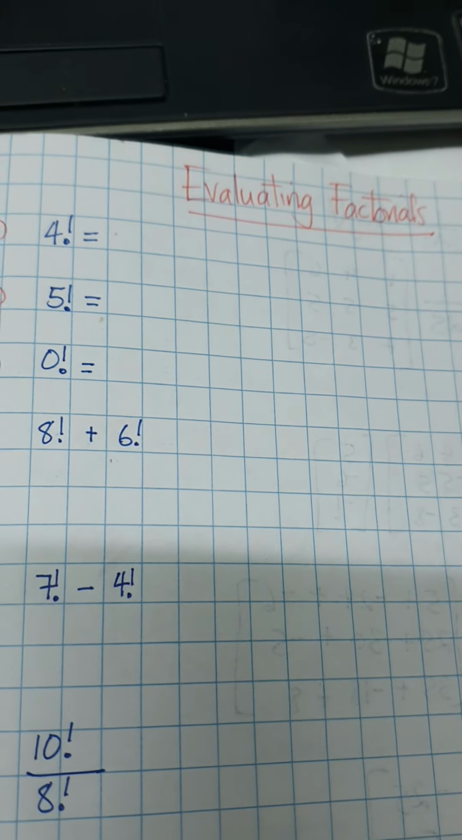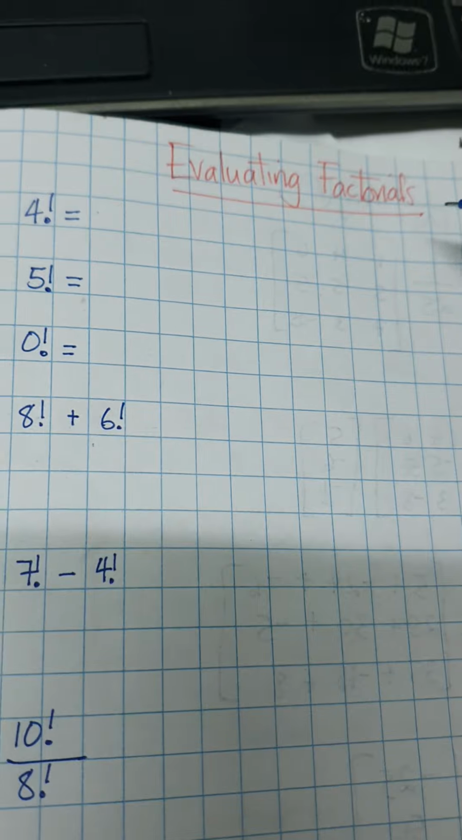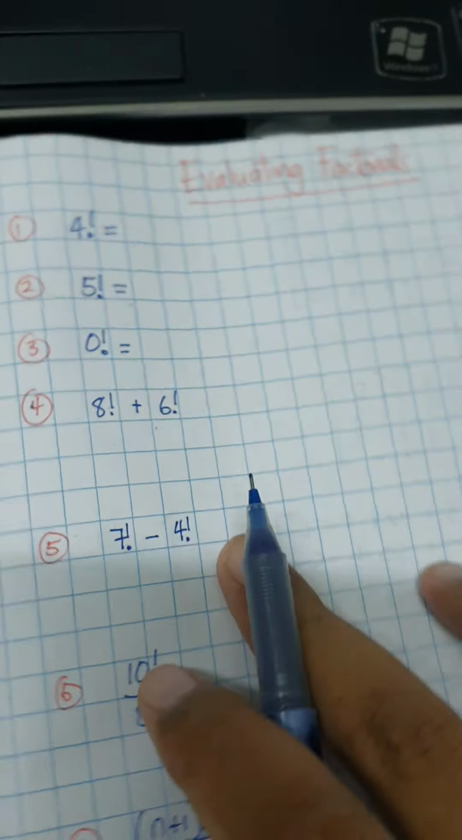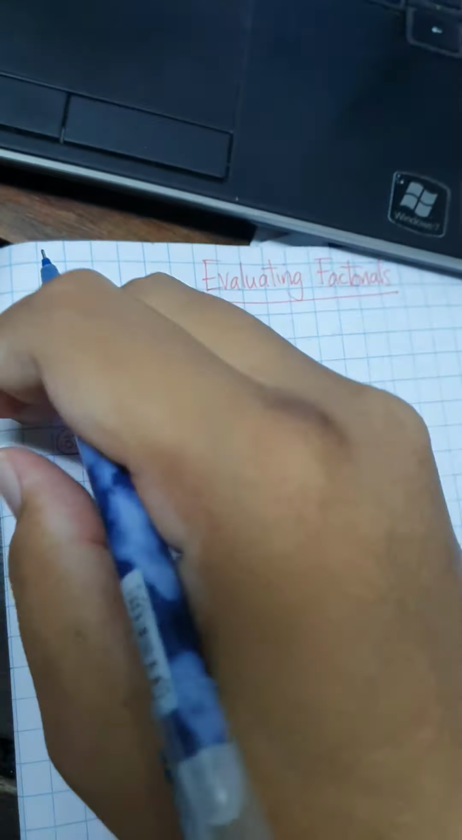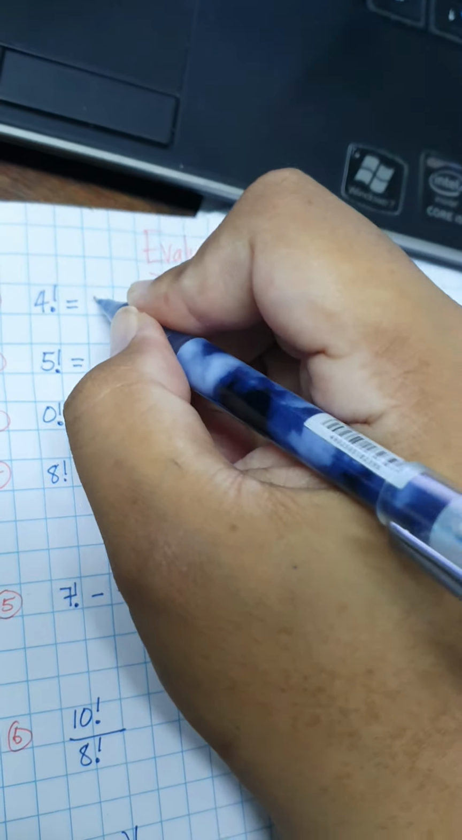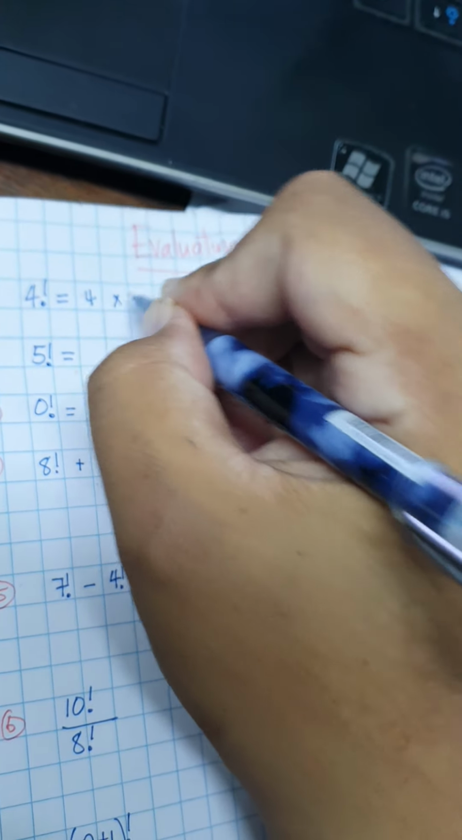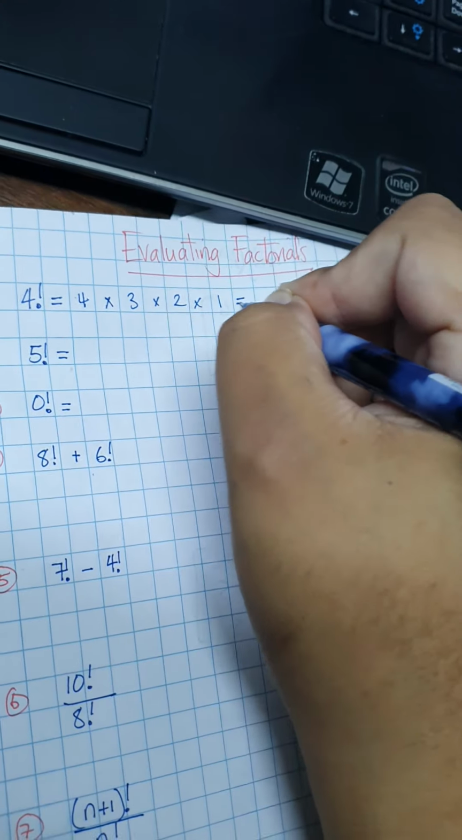Let's look at the binomial theorem. This is part of binomial, evaluating factorials. What you need to know is that factorial is an operation. For example, 4 factorial means 4 times 3 times 2 times 1.